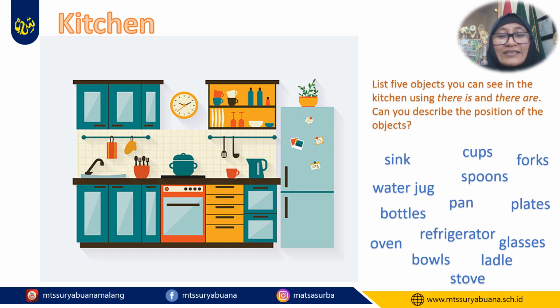Now let's go to a kitchen. Now, look at this. Can you list 5 objects that you can see in the kitchen using there is and there are? Can you describe the position of the objects? You can use it to have an exercise by yourself at home.